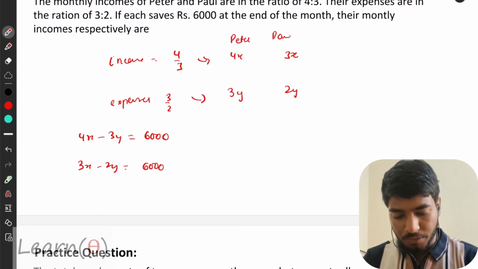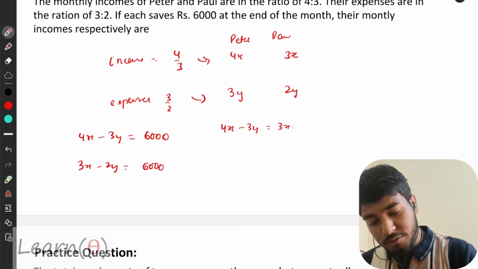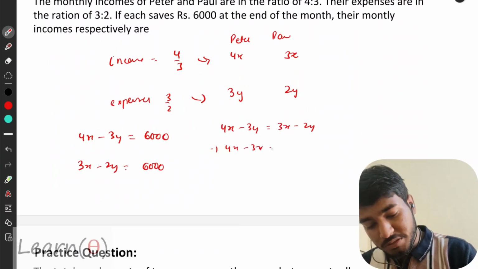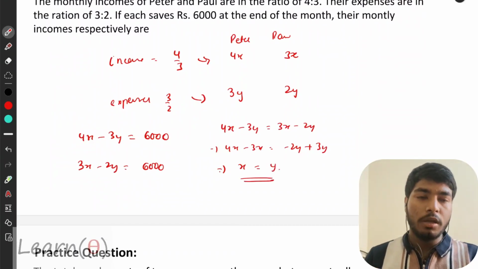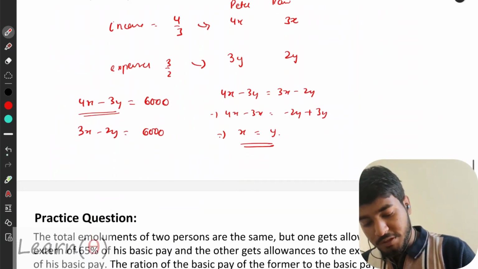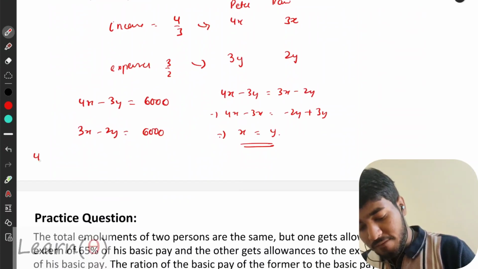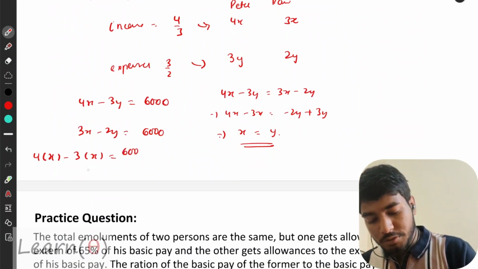I hope you are getting this. So can I say that 4x minus 3y is equal to 3x minus 2y? I can say this. So can I write that 4x minus 3x is equal to minus 2y plus 3y? That gives x is equal to y. I hope this is clear. If I put it in the equation, what will I get? I will get 4x minus 3 into x, because x is equal to y, is equal to 6,000. From here I get that x is equal to 6,000.